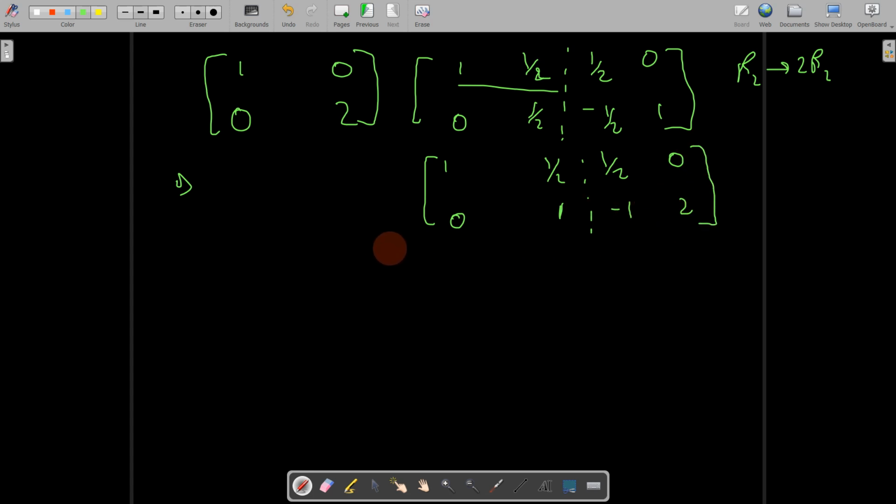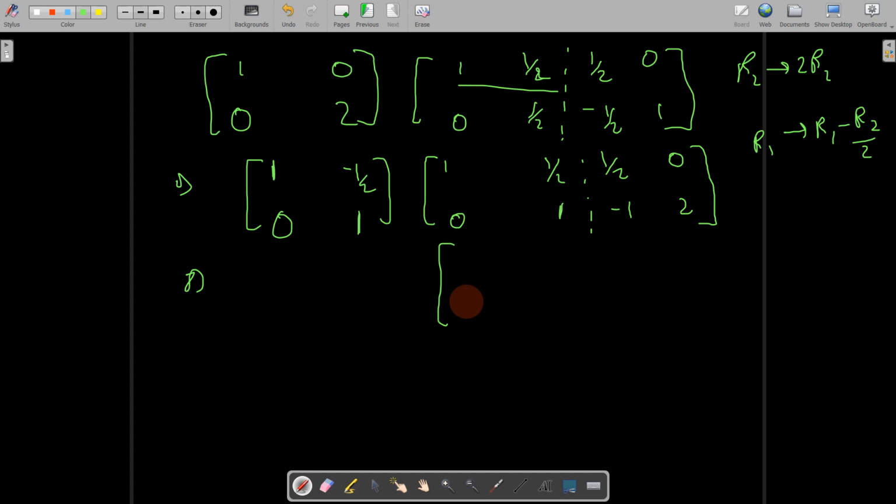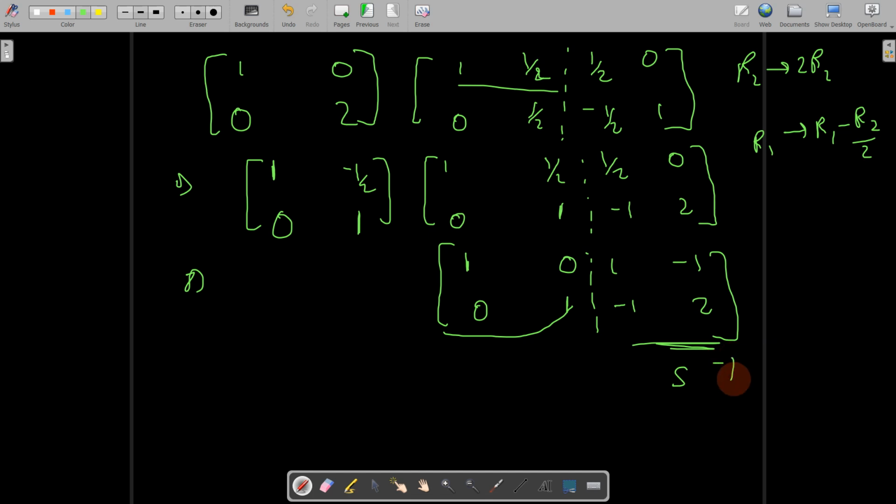Now we will replace row 1 with row 1 minus row 2 by 2. Okay, how do we write that? 1 times row 1 minus half times row 2 will be the new row 1. Then row 2 remains the same. So what we will get is 1 0, then 1 minus 1, 0 1 minus 1 2. So finally this has become identity, and this is our S inverse. Okay, we got our S, we got our S inverse.